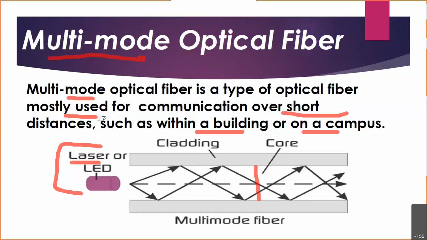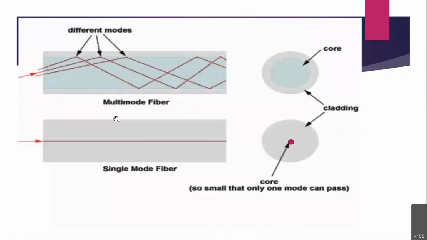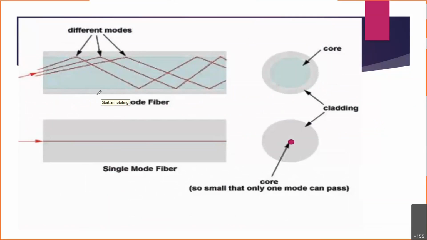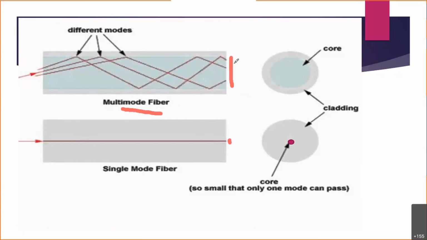So let me come to the next one. Here, for comparison purposes, so that you can have a clear idea, you see this multimode optical fiber and you see this core part. The core is larger compared to this. Here on the single mode, you see a very narrow core, but in the multimode the core size is large compared to the single mode.